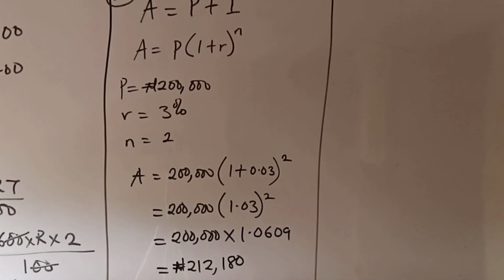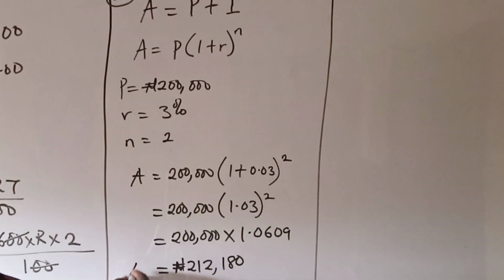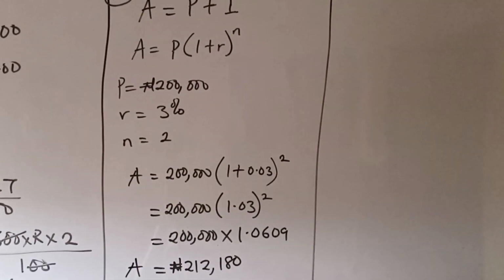But let's look at the question. The question asks us to find how much he pays back after 2 years. Since you borrowed it, you have to pay it back after 2 years. So this is the amount you're going to pay back after 2 years. That's option B. But if the question asks us to find the compound interest, you just subtract 200,000 from this, that gives us 12,180 naira.